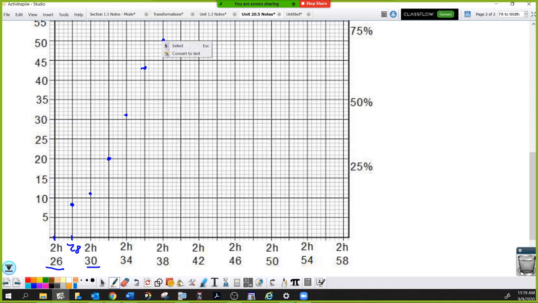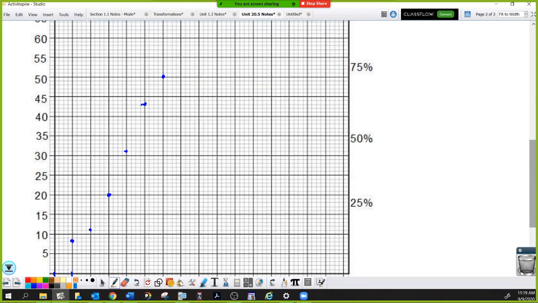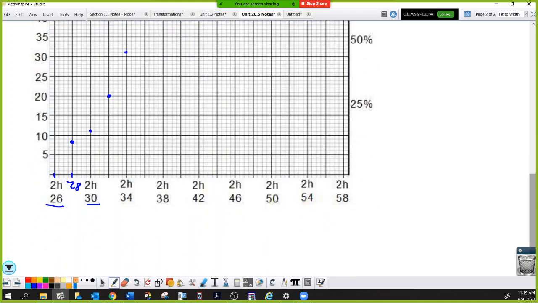50. 55, can I get it on there? 55, corresponding with the 2 hours 38 on there, correct? Or no? Did I miss one somewhere? Did I skip one? Did I skip something?